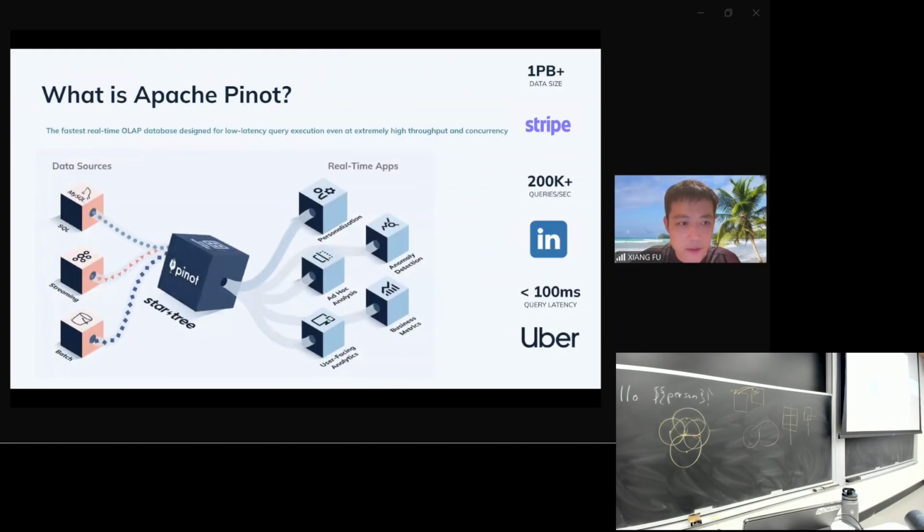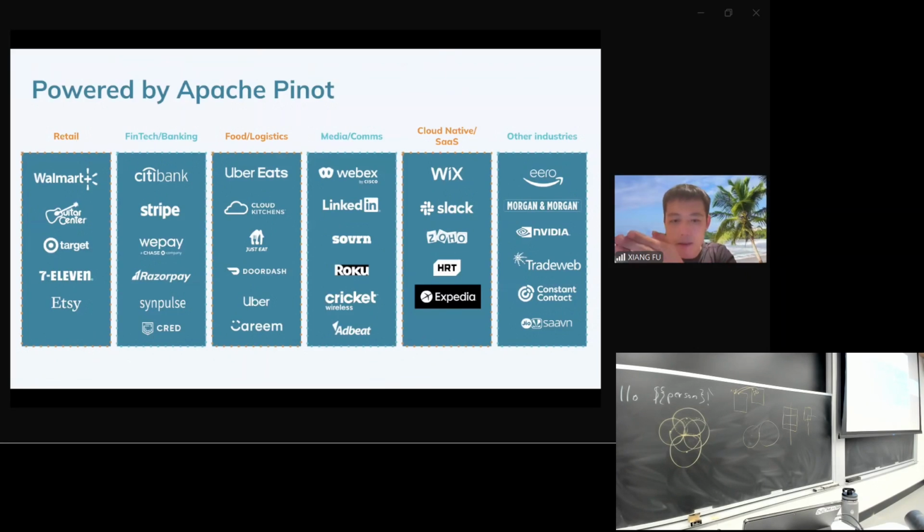So what is Apache Pinot? What we are building is the fastest real-time OLAP database, which provides very high throughput, extremely low latency, and very high concurrency of queries for the industry. Here are different industry users that are powered by Apache Pinot. You can see it spreads from retail, banking, cloud, SaaS, to food logistics.